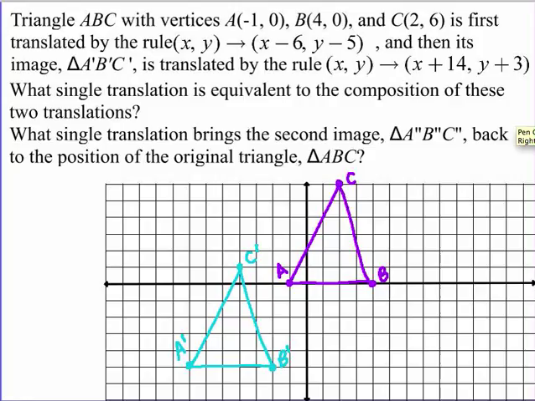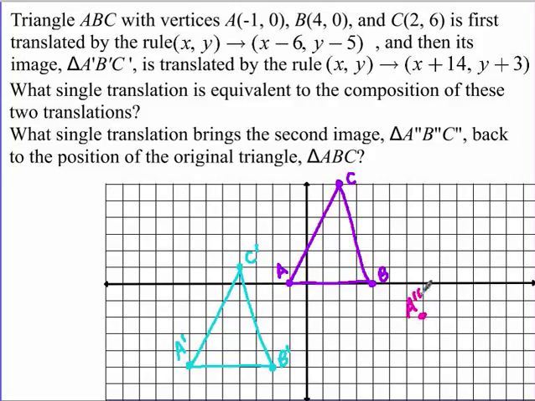Okay, now it says then its image is translated by the rule (x, y) goes to (x + 14, y + 3). So what does that mean that I do with each of the light blue points? Add 14 to the x, and then what? Add 3 to the y. So here we start with A. I go 1, 2, 3, 4, 5, 6, 7, 8, 9, 10, 11, 12, 13, 14, and then I go up 3. So here's A double prime. And what those 2 tick marks mean is that's your second image.